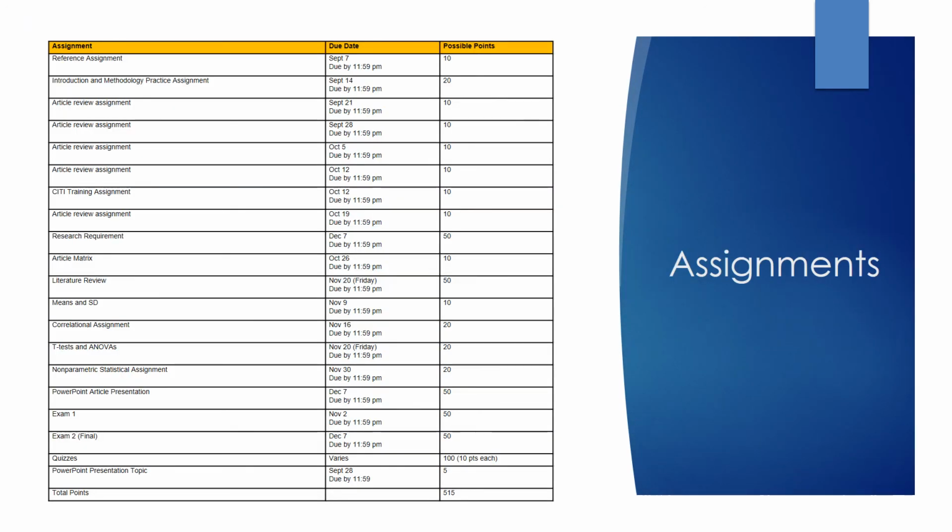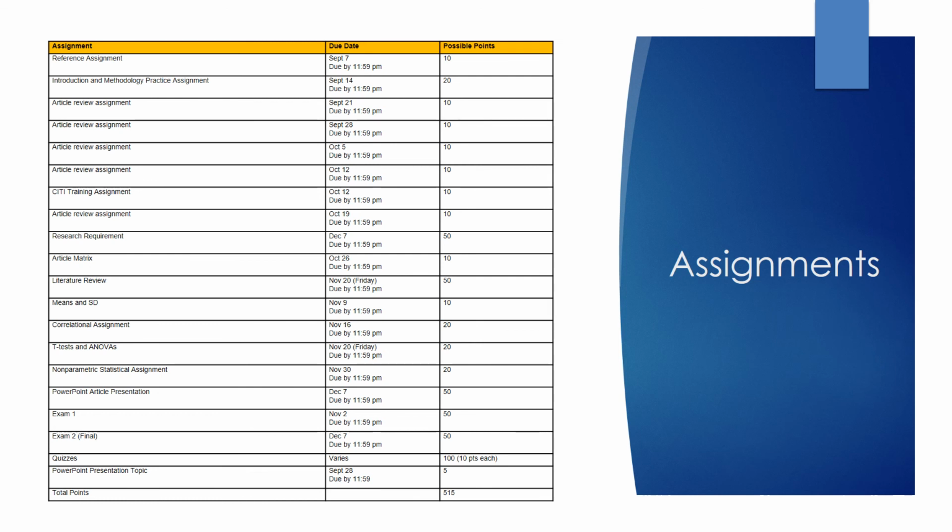Here's a little further breakdown of your assignments and when they're due. The course outline in the syllabus gives you when the quizzes are due, but this goes into more detail with the other assignments. It also gives you the possible points, totaling your 515, which we already went over for grading evaluations, but you can see the due dates here. For example, the reference assignment will be due September 7th by 11:59 p.m. and that's worth 10 points. And then it goes on. You can see some of the things that we're doing for our assignments.